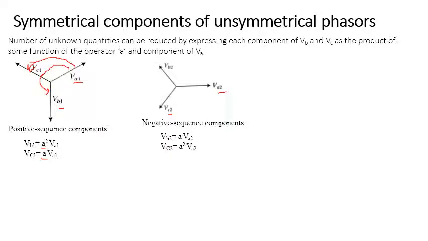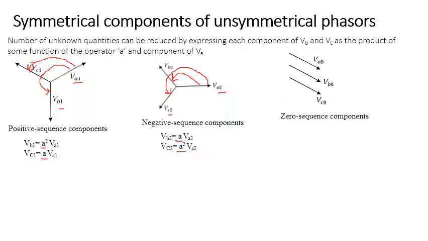Similarly, what is the angle between VA2 and VB2? We can see here it is 120 degrees, so this is nothing but A into VA2. Similarly, for the angle deflection between VA2 and VC2, it is A square. A square is 120 and 120, so it is 240. So this is A square, and this is A. The angle between VB2 and VA2 is A, and between VC2 and VA2 it is A square.